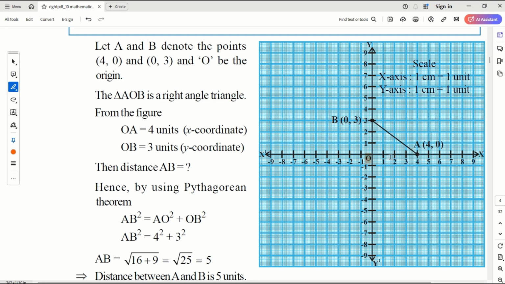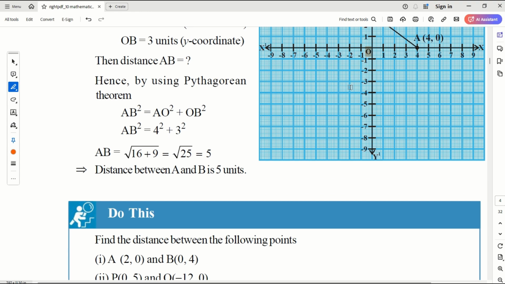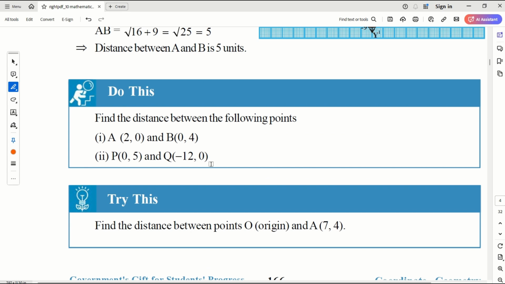So OA is 4, OB is 3. So base is 4, height is 3. Hypotenuse is square root of 4 square plus 3 square. We apply Pythagoras theorem basically, right? That is 5, the hypotenuse. So the distance between A and B is 5 units. Okay. So this is how you calculate if the points are on two different axes. You form a right angle and then calculate the distance using Pythagoras theorem. Okay, so similarly, do this experiment. You can see very easily.